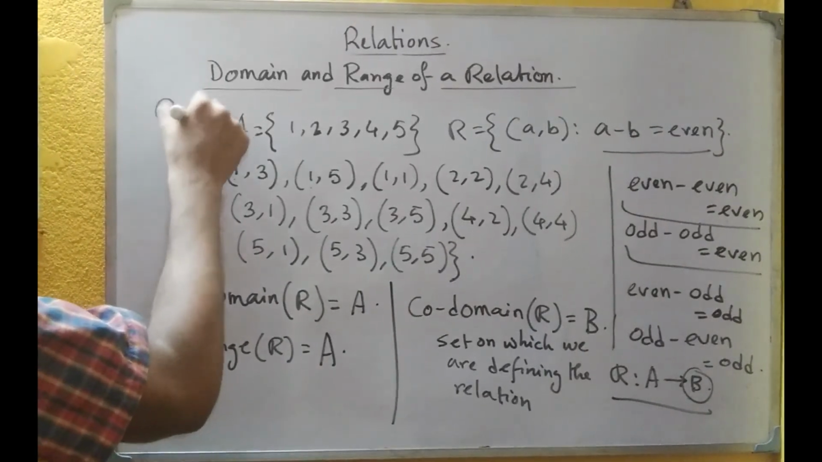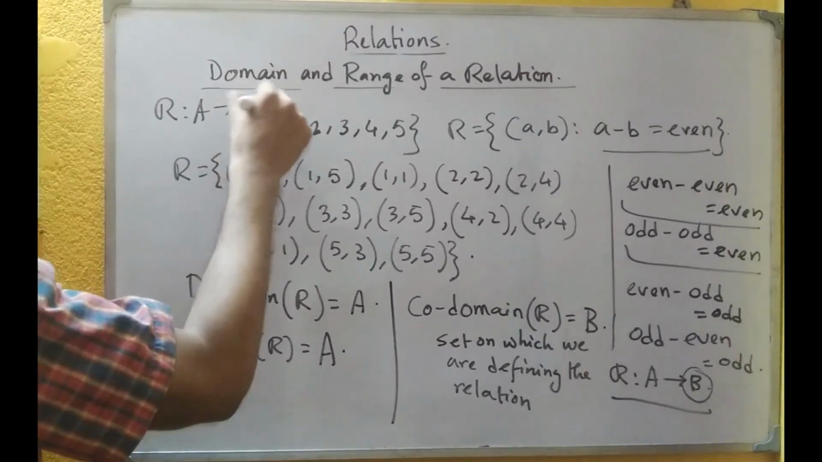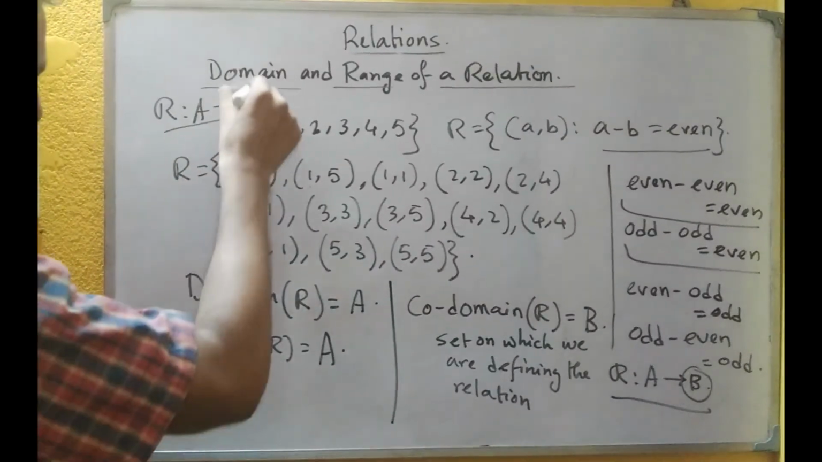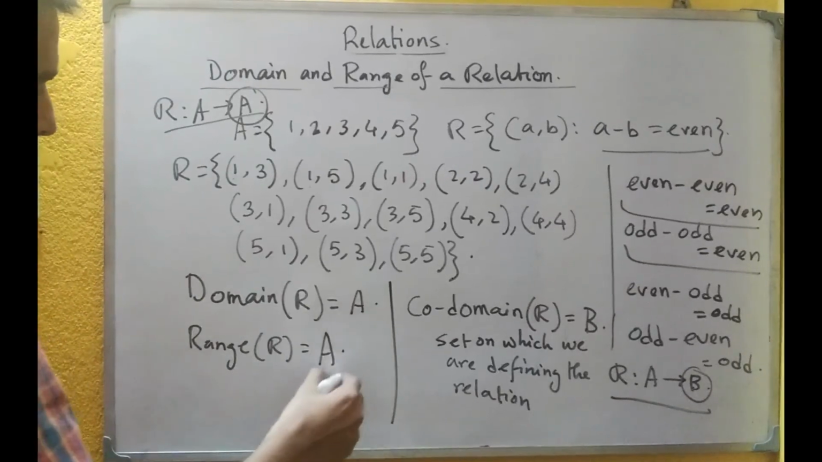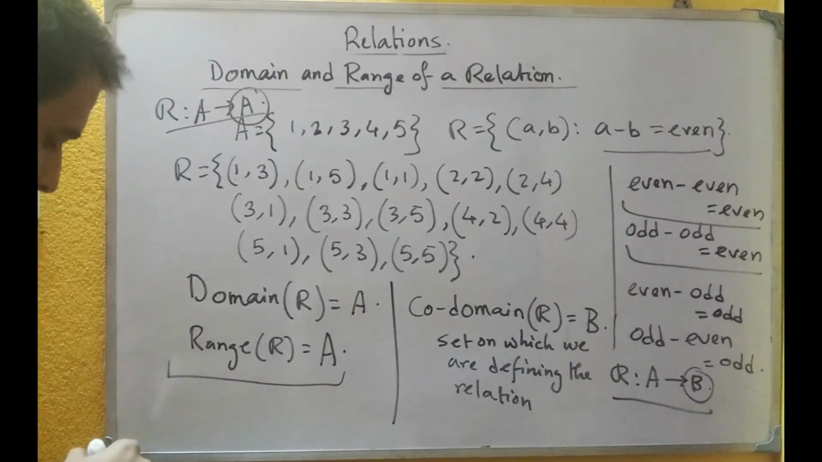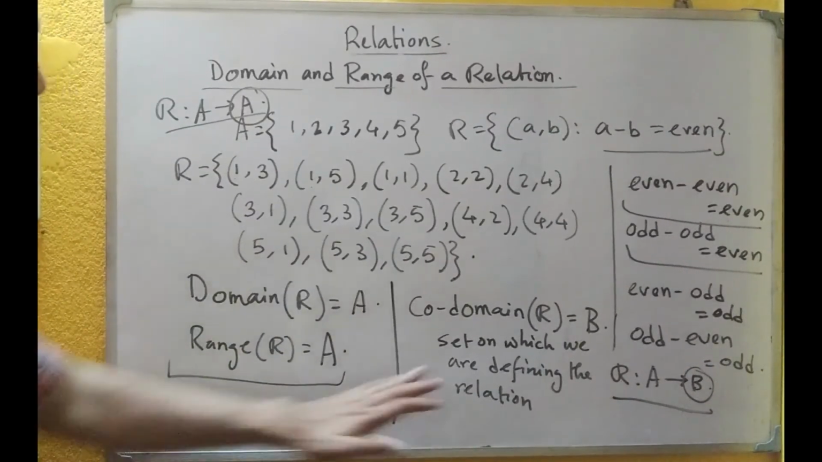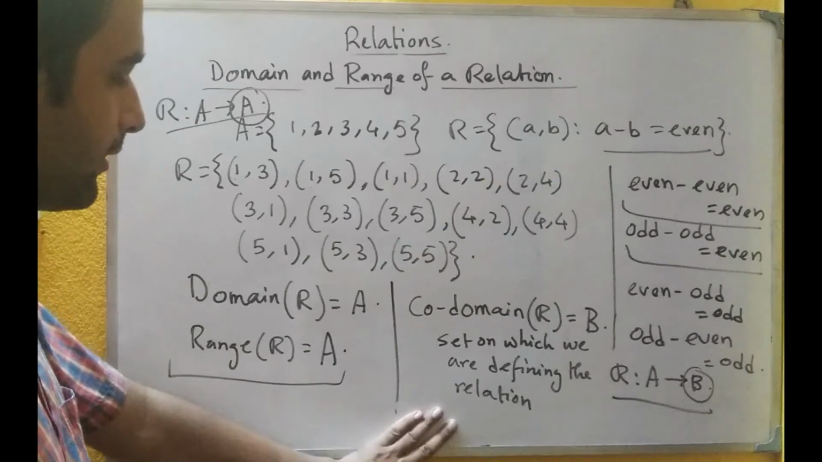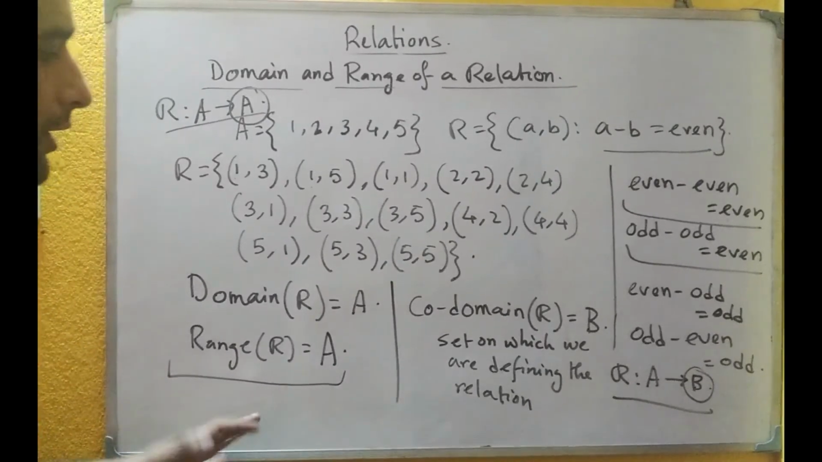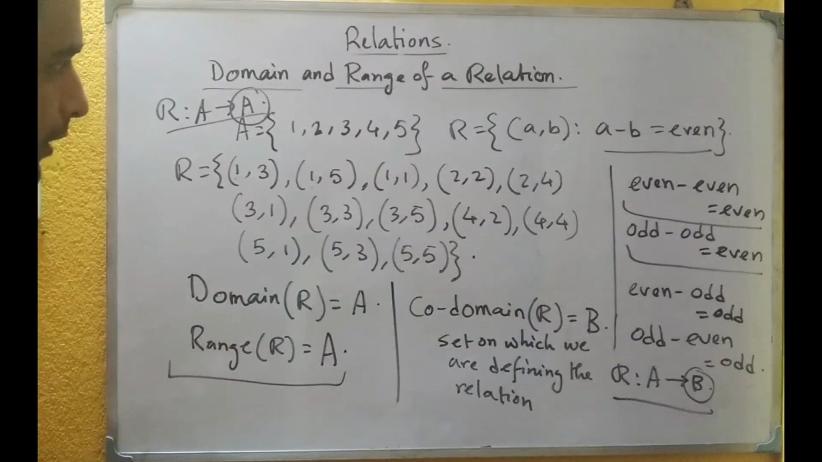Here we are defining the relation on the set A. That means we are defining it like this, R from A to A. That's why the codomain is A here. And you can also see from here the range is also A. In different examples we can see that the codomain will be different and the range will be some subset of it.